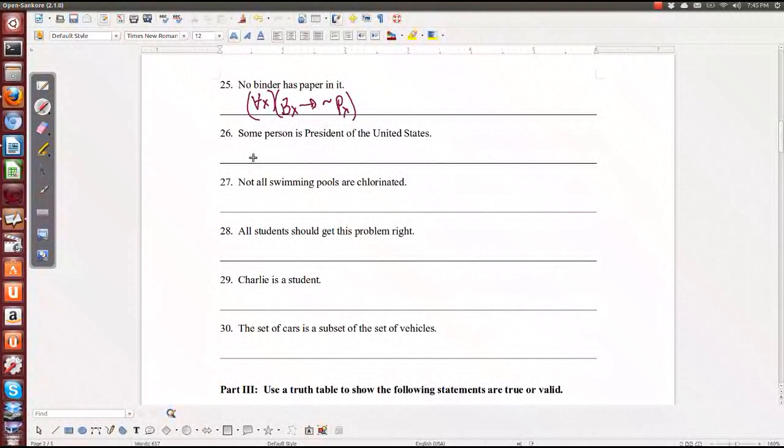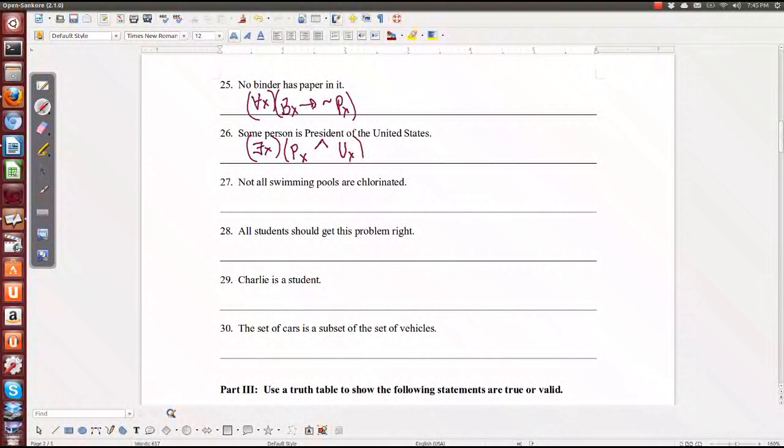For 26, I've got some person is president of the United States. That's going to be an existential. And because it's an existential, it has to be a conjunction for some person, PX, and president of the United States, let's call that UX.